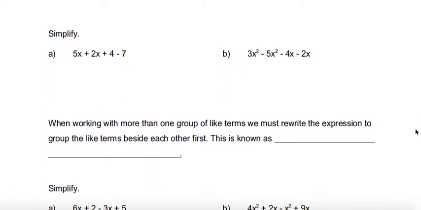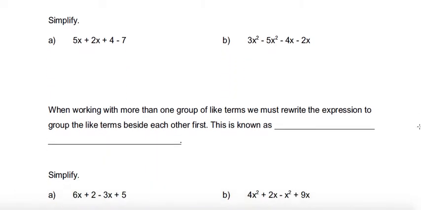So now we're going to look at some expressions that are a little bit more complicated. So we have more than one type of term in this expression. So here I have a 5x plus 2x plus 4 minus 7. So my 5x and 2x's are like terms, so I can combine these two, and my 4 and my negative 7 are like terms, so I can combine those two.